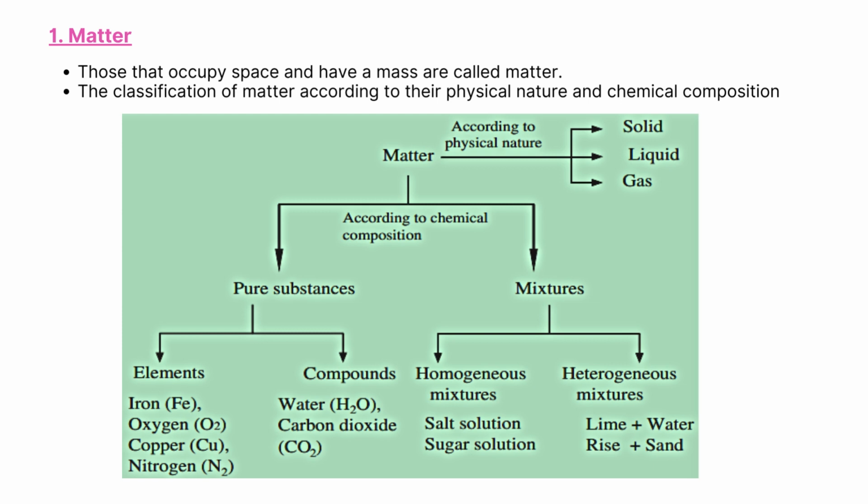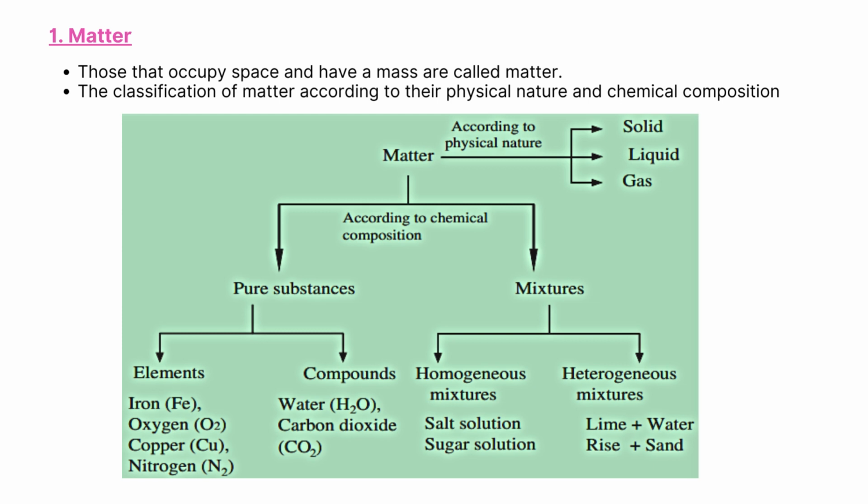On the other hand, we have heterogeneous mixtures. Hetero means different. Here the composition is not uniform throughout the mixture. One example is sand mixed with rice. You can identify the rice grains from the sand particles in the mixture.